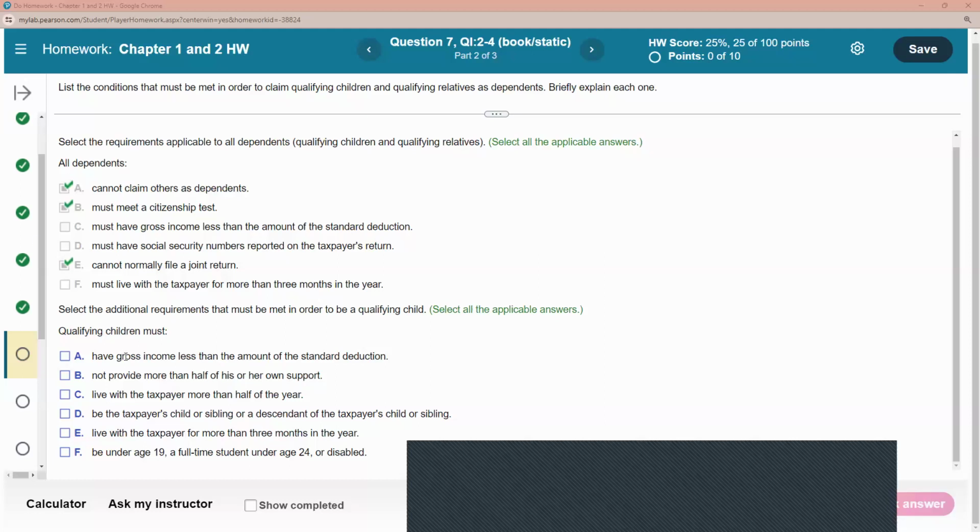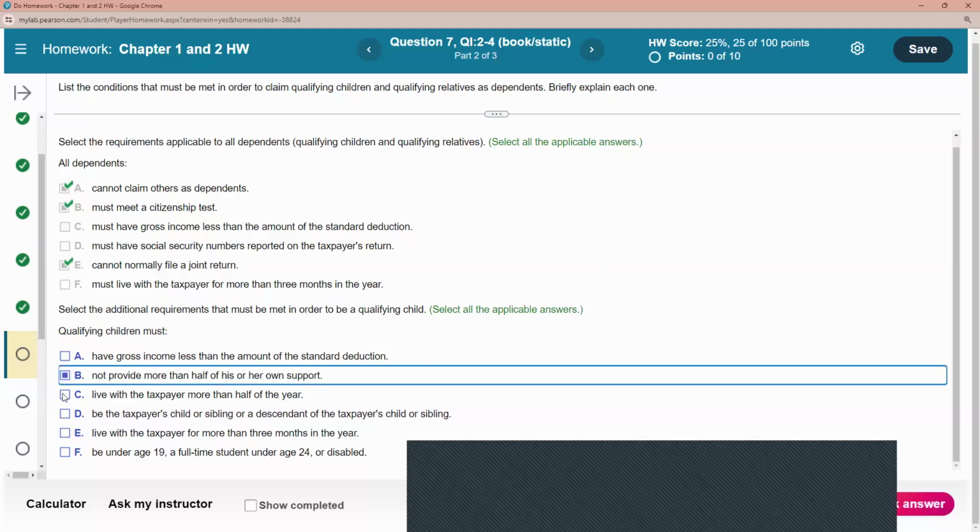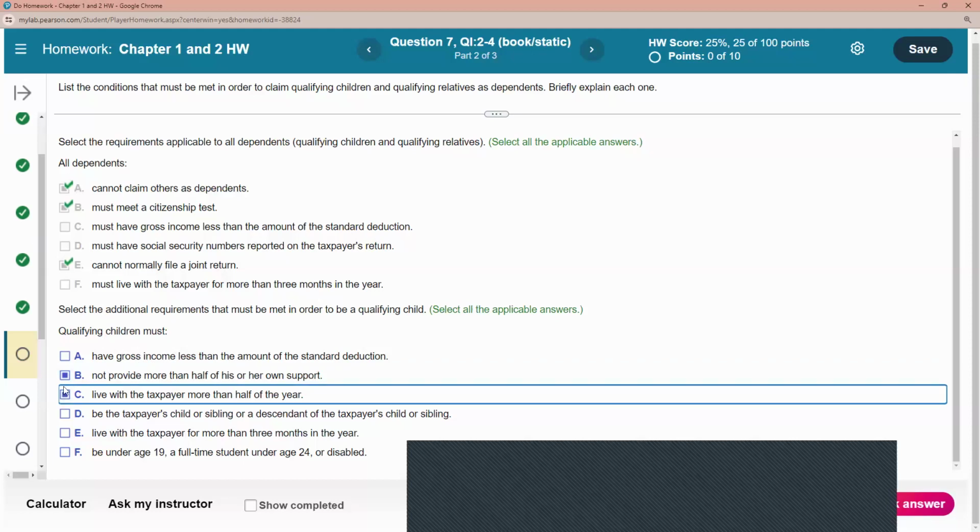So the requirements are as follows. 4 requirements. Have gross income less than the amount of the standard deduction? No. Must not provide more than half of his or her own support? Correct. They must live with the taxpayer for more than half of the year. There's a nuance as it relates to children who are under the age of 24. If they are away at college, they are still considered to be living at home. Obviously, the only reason they're not at home is because they're in college, but that's a bit of a nuance. Be the taxpayer's child or sibling, or descendant of the taxpayer's child or sibling.